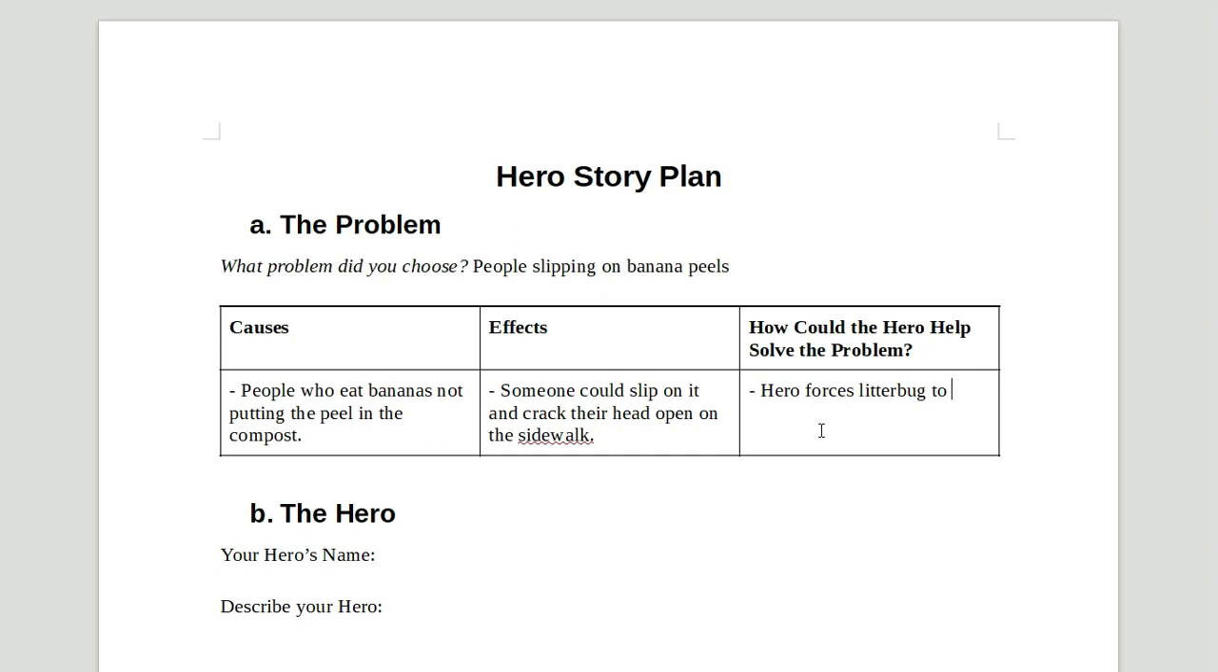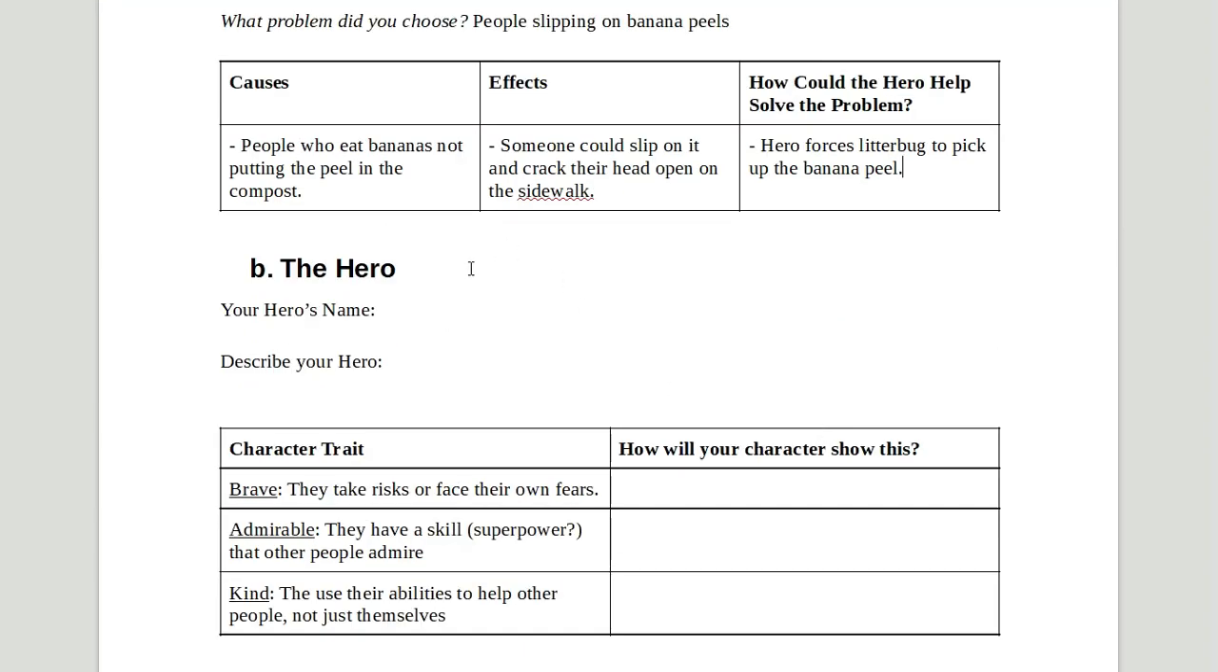hero forces Ladybug to pick up the banana peel. There we go. That's easy enough. I'm sure that you're going to have a lot more detail in your causes and effects than I have. I'm not going to spend too much time on this because I need to move on to the next parts. I'm just giving you an idea of how you could plan your story.